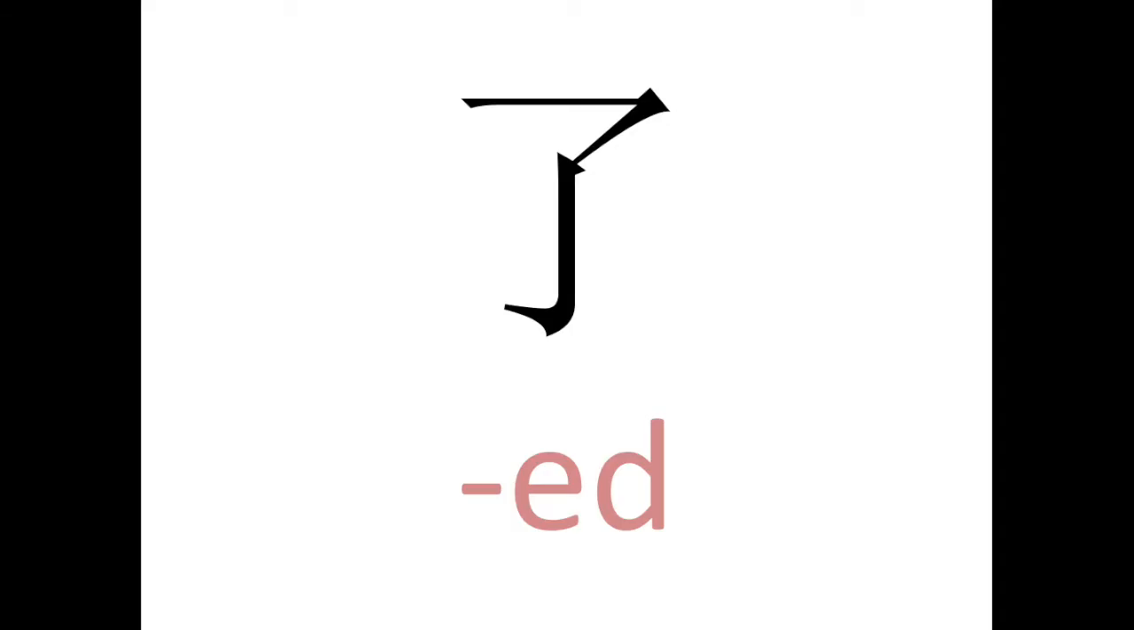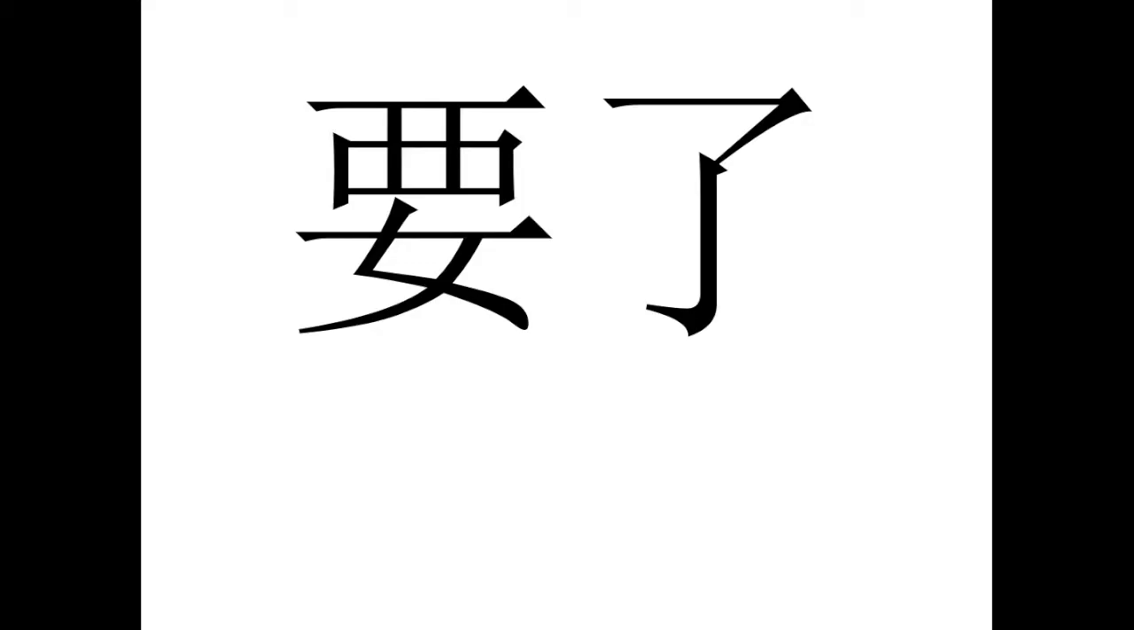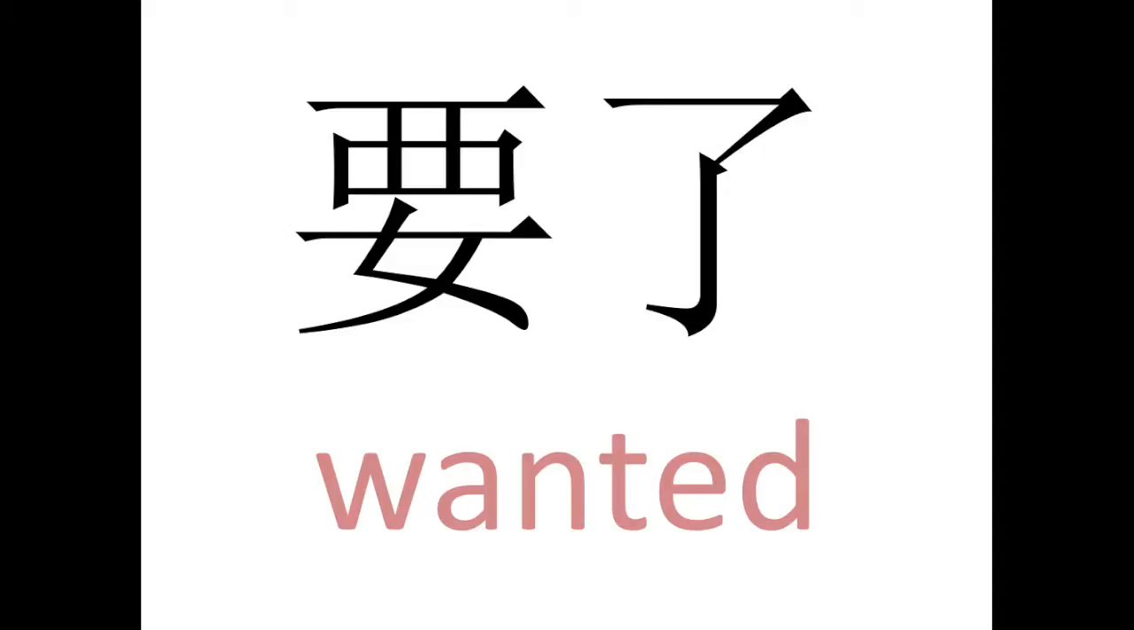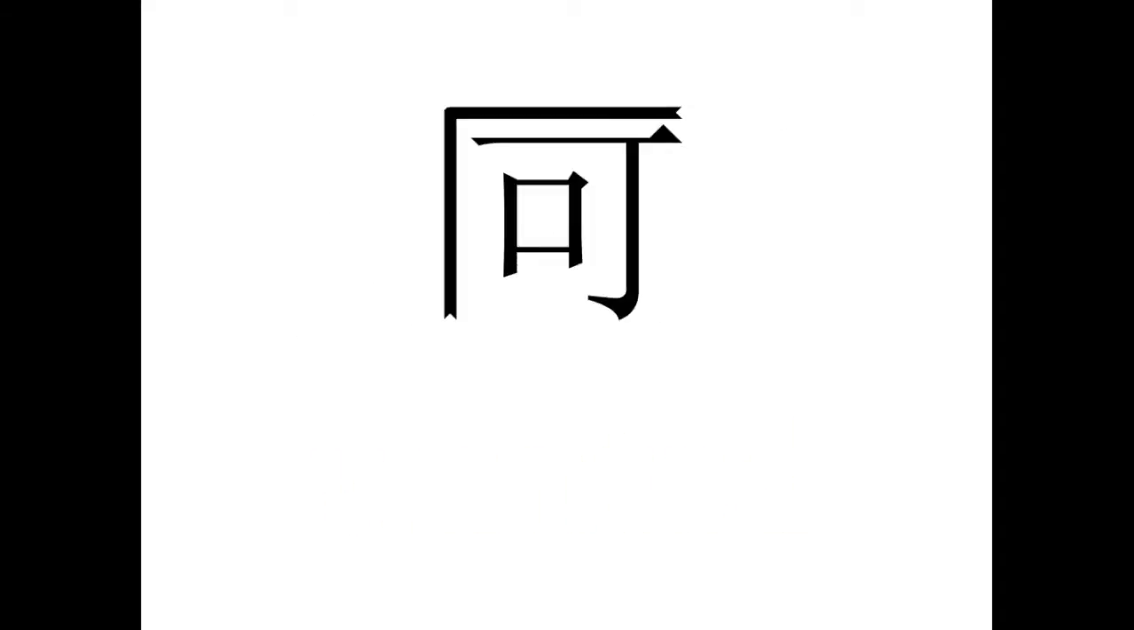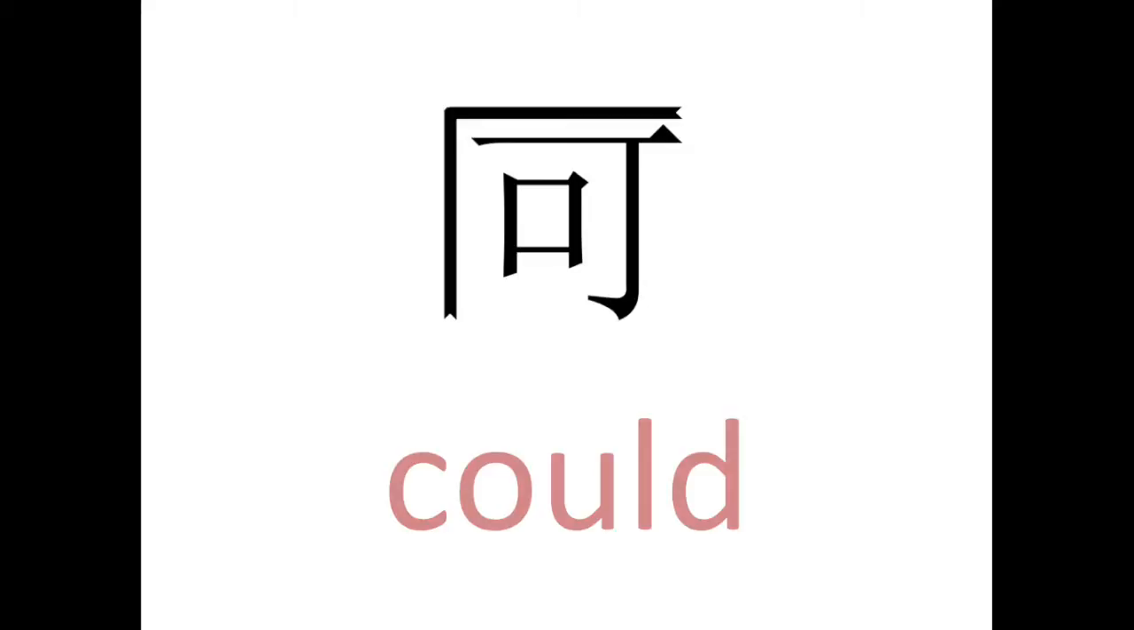So we're not going to use this for all the past tense words, but we're going to use it for words that require a second syllable. So here, what does this say? Wanted. Wanted, right? What about this? What do you think this is? So this is could, right? We're taking the character for can, and we're putting the top and left periphery with an L shape. Could, right? I can, I could.